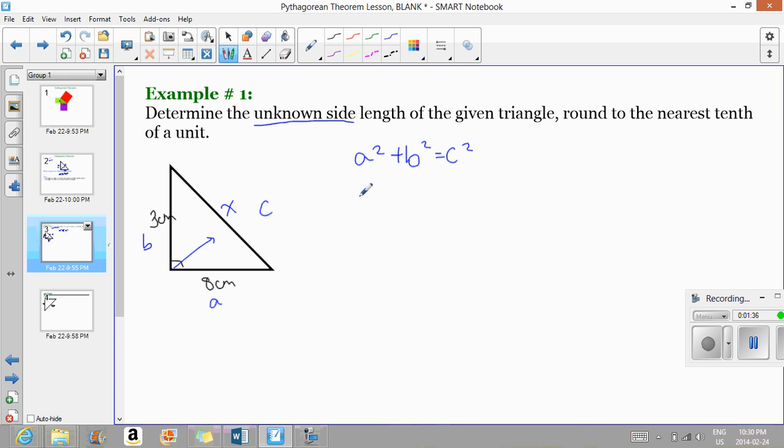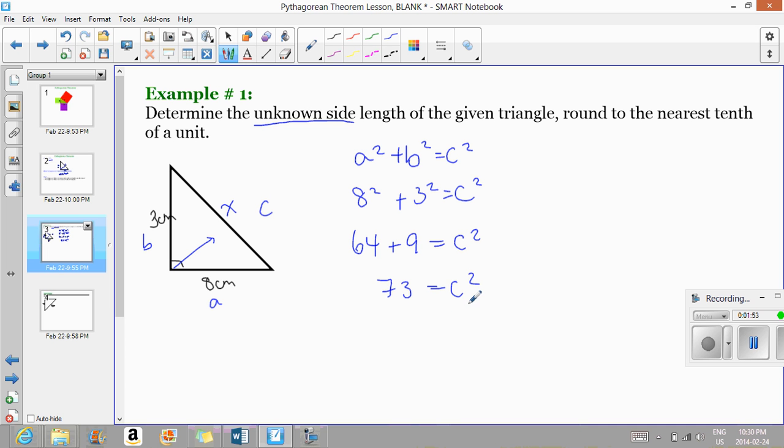So if we substitute these in, A squared is 8 squared plus B, which is 3 squared. And then we do not know what C squared is. And if we simplify these, we get 64 plus 9 equals C squared. And then we get 73 equals C squared.